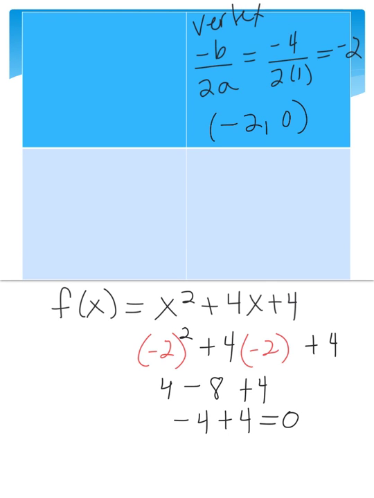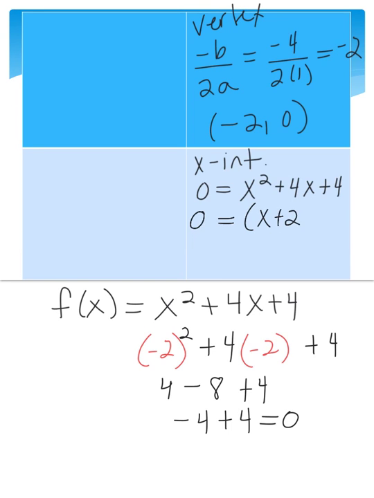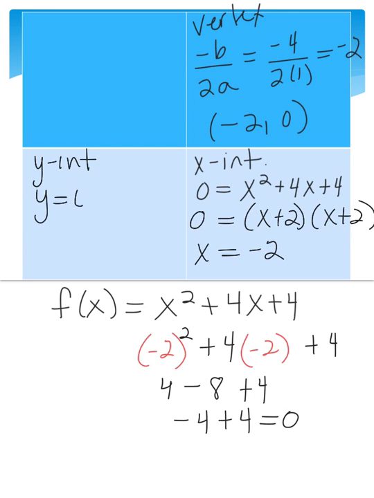Let's go ahead and find intercepts. Remember, we're going to set y equal to 0 for the x-intercept, and if it can be factored, we'll do that. In this case, it can be. It's x plus 2 and x plus 2, so they have the same solution. In this case, x is equal to negative 2, which we already knew because that's the vertex. Now let's find the y-intercept. For a y-intercept, we're going to let x equal 0. So we've got 0 squared plus 4 times 0 plus 4, and that gives us 4.